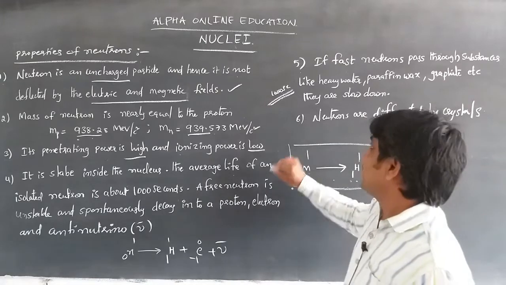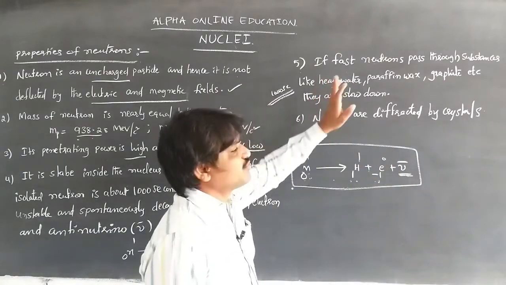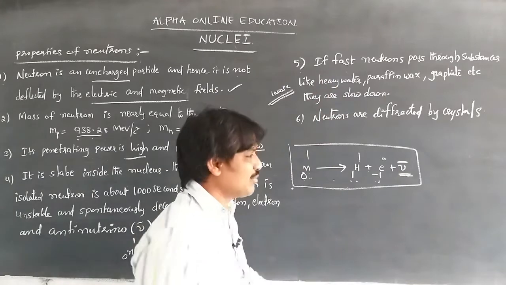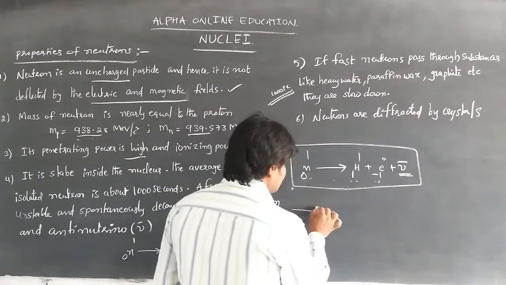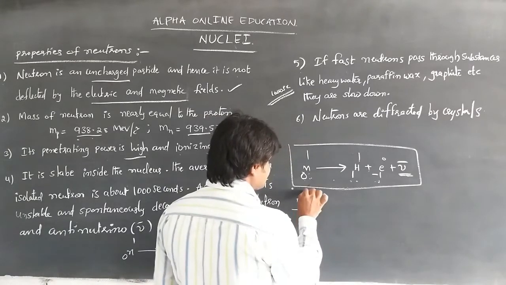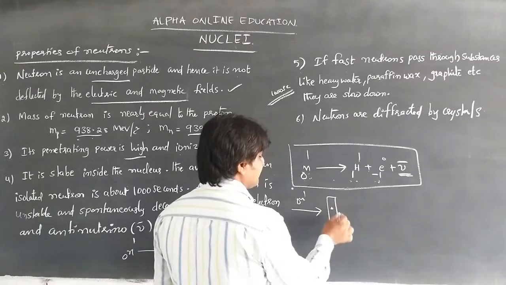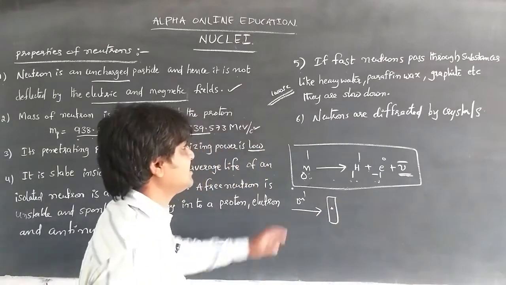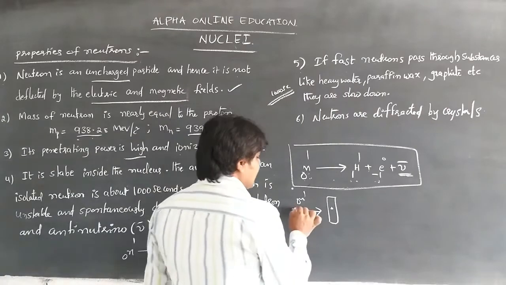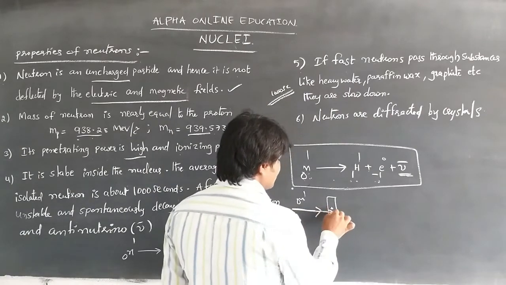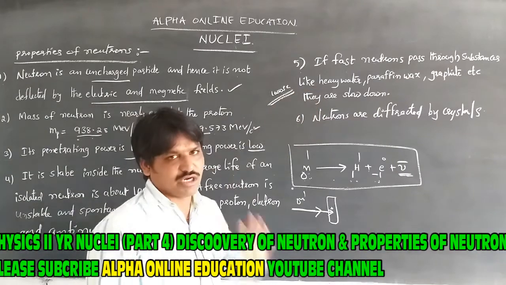Then the next one: if fast neutrons pass through substances like paraffin wax, heavy water, graphite, which are high density media, the speed of the neutrons will be slowed down. The velocity decreases.